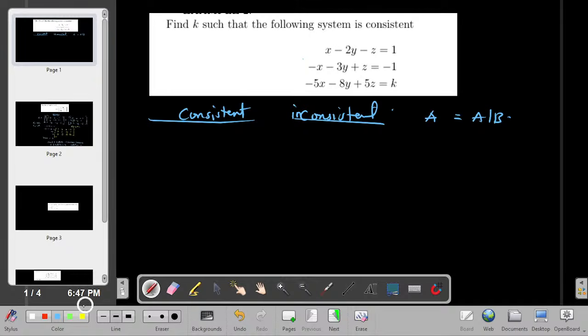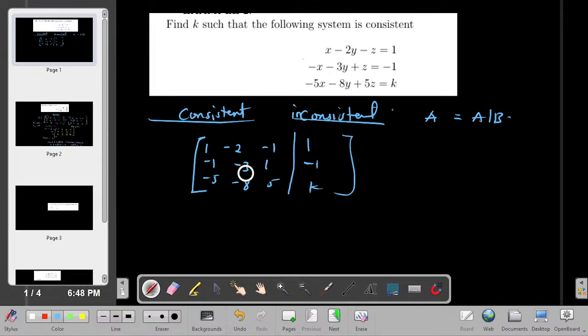Let's solve this problem straight away. Let's take the coefficients. As usual, we find the augmented matrix. So we have 1, -2, -1. Then you introduce the augmented part, I'll have 1. I'll have my second row, -1, -3, 1. I'll have -1. I'll have -5, -8, 5. Then I have k. As simple as that. So you realize that this part is our matrix A and the entire thing becomes our augmented matrix.